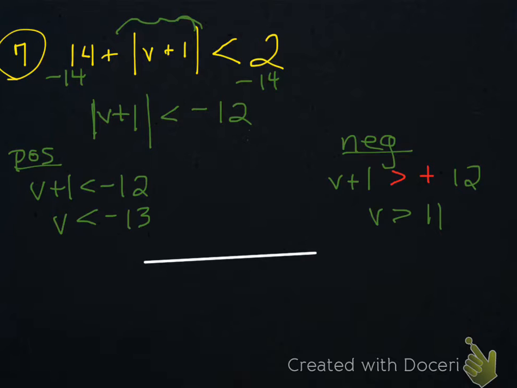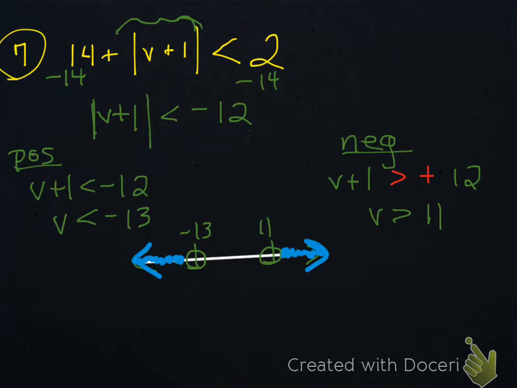Now we're ready to put it on a number line. Negative 13 comes first, 11 comes second. Do we have open or closed? Yep, we have open dots. From the negative 13, which way do we shade? To the left. And from the 11, we're going to shade to the right. Just shade in the direction the arrow is pointing.